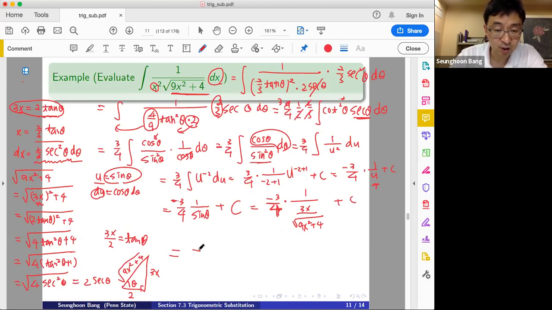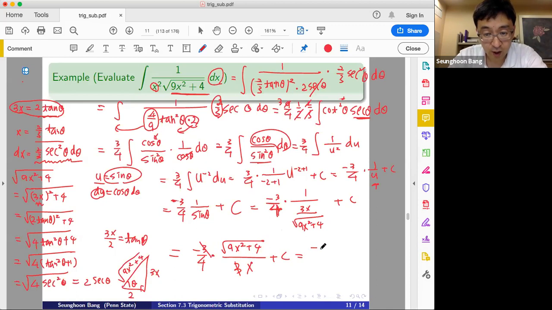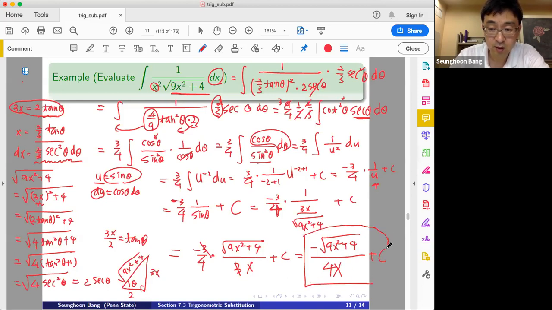You can change it. Negative 3 over 4 times the reciprocal is root 9x squared plus 4 over 3x plus c. The 3 is crossed out. The final answer is the negative square root of 9x squared plus 4 over 4x, plus c. So that's it. So this is the exact answer to this question.